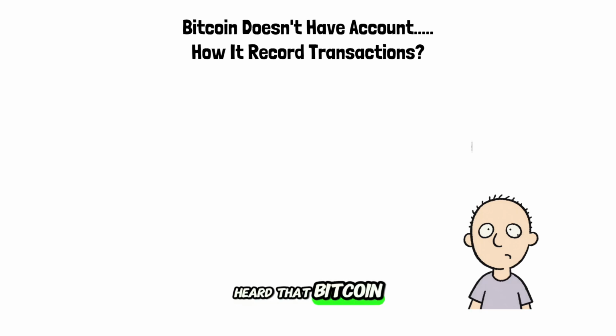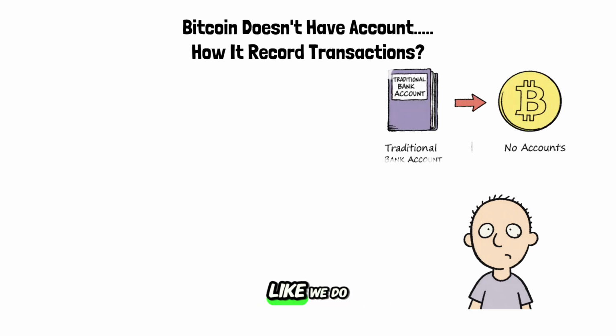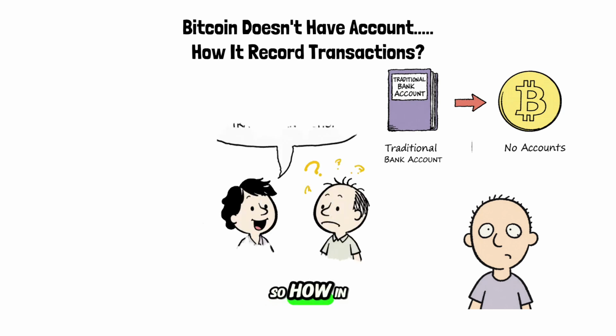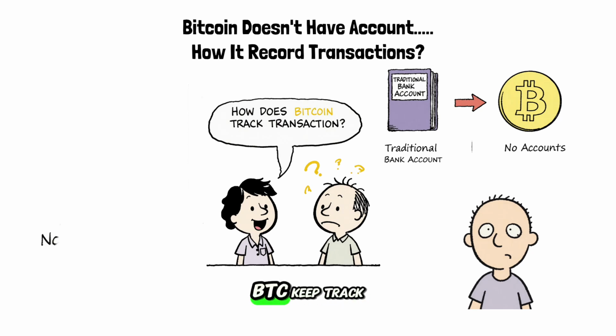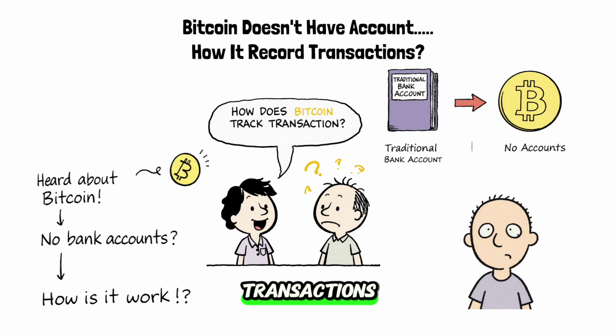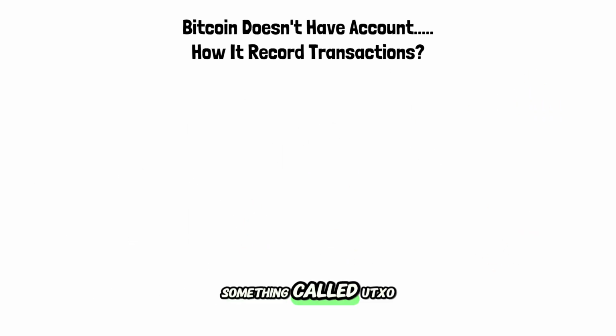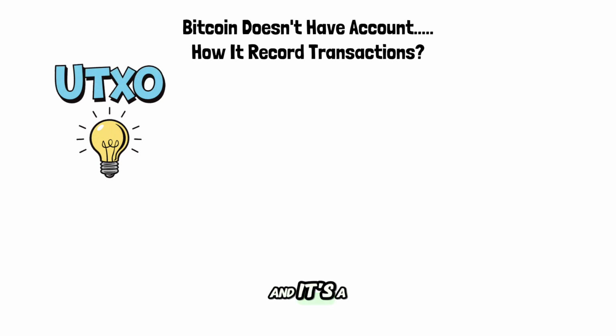You might have heard that Bitcoin doesn't use regular bank accounts like we do with our everyday money, and you're probably wondering, okay, so how in the whole world does BTC keep track of all those transactions without someone losing the plot? Well, that's where something called UTXO comes in, and it's a clever way to make sure everything adds up without anyone cheating.